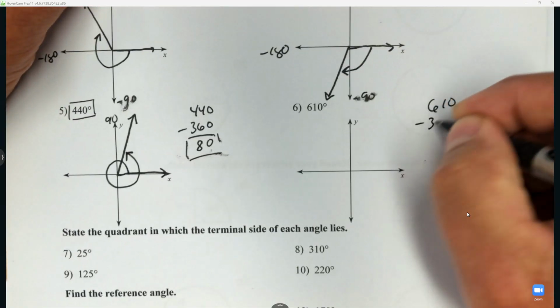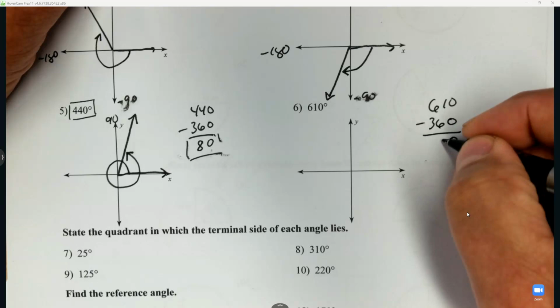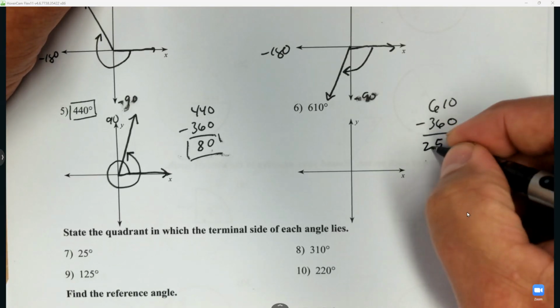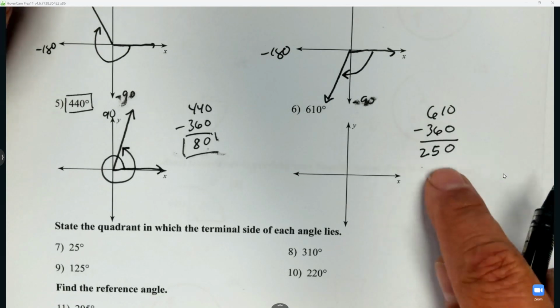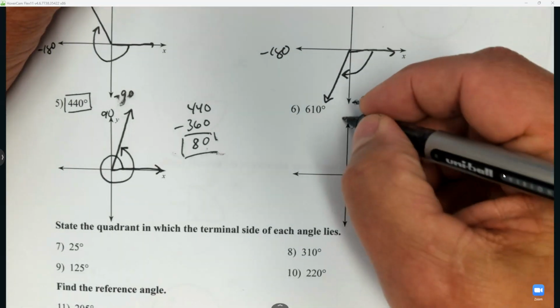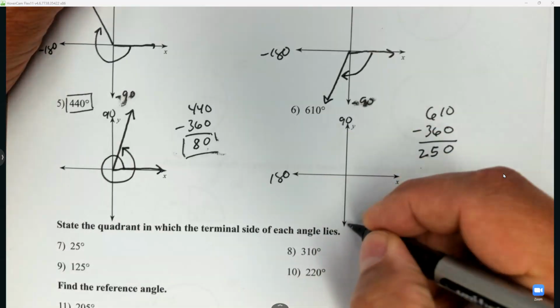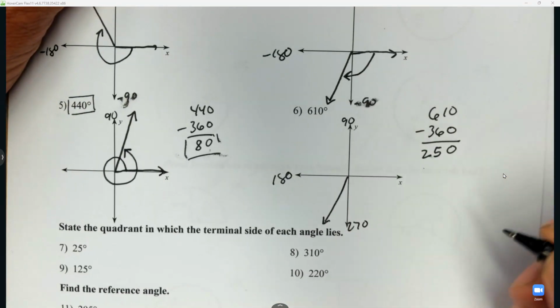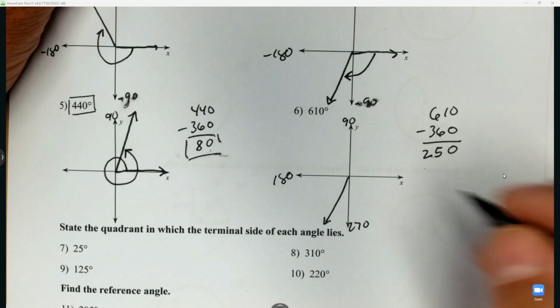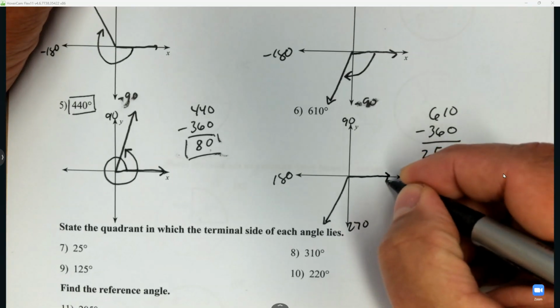So number 6, 610. Again, it's beyond 360, so I'm going to subtract 360 and see what is left, and then I need to know where 250 is. If I go around the corners, I recognize 250 is here in quadrant number 3, a little bit closer to 270, and I'm going to have to rotate more than once.